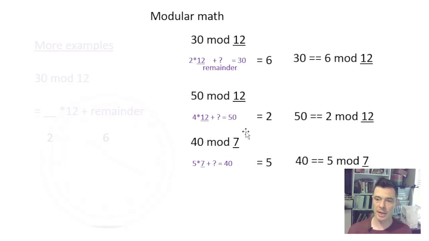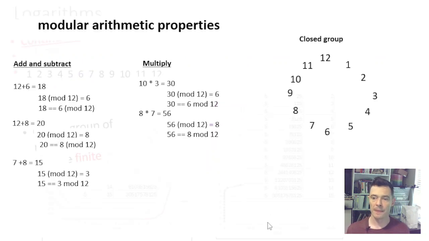And the same concept applies to any number, and the formal way to express it is here, and the remainder is placed here. And what this means is, for all of these, it's 12 times some number plus 6 equals this. 12 times some number plus 2 equals this. 7 times some number plus 5 is congruent to 40. And so back to our clock.